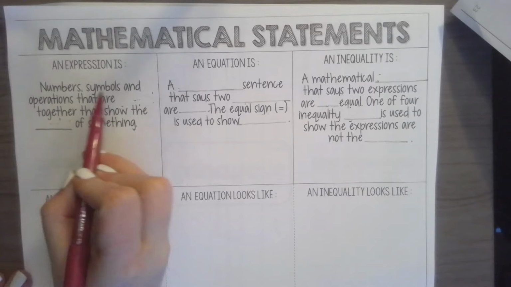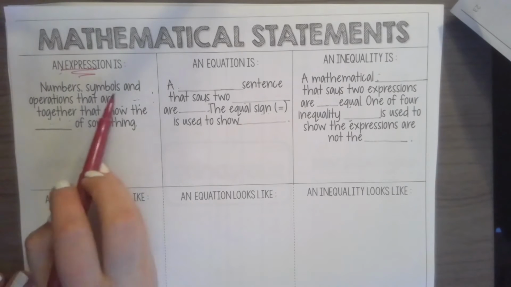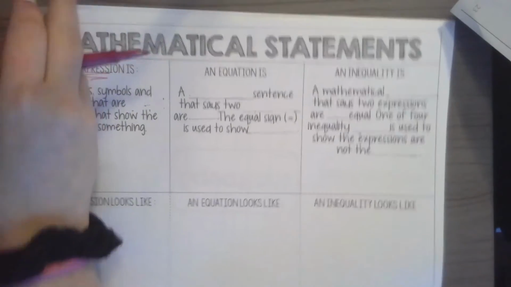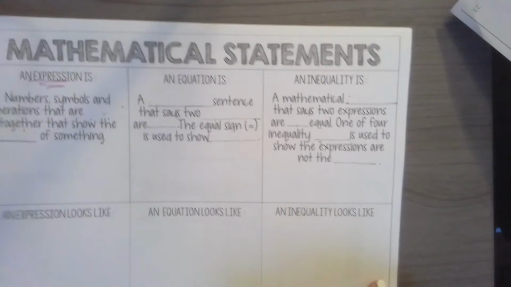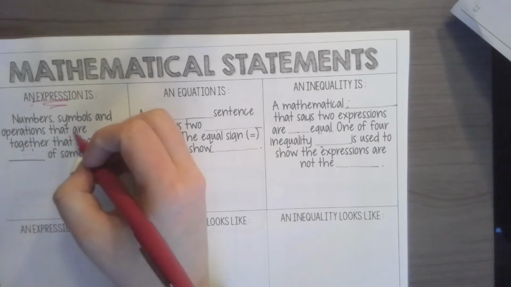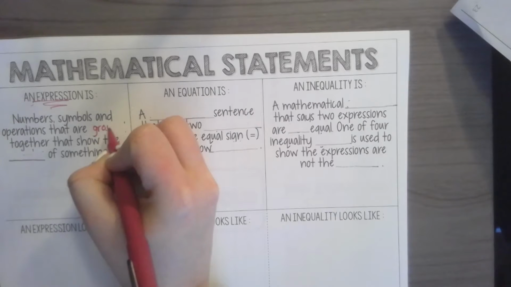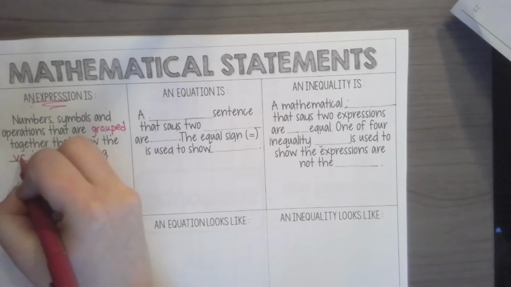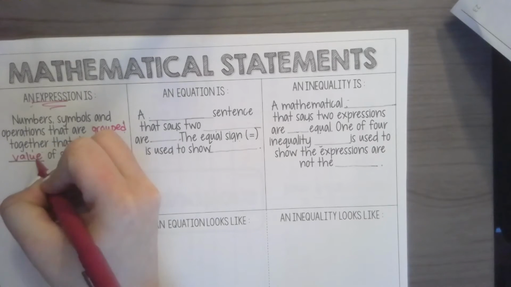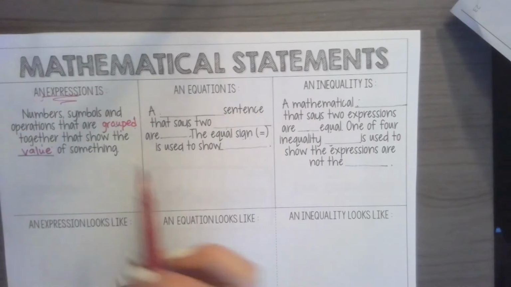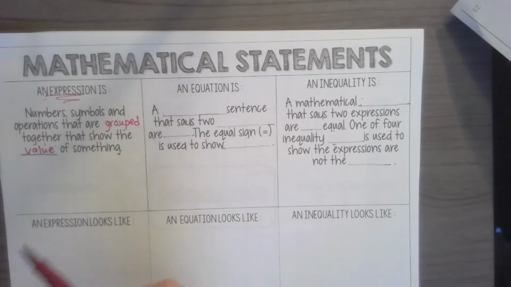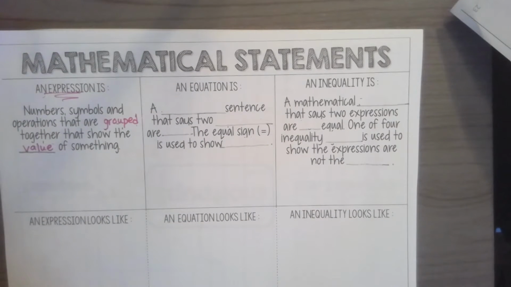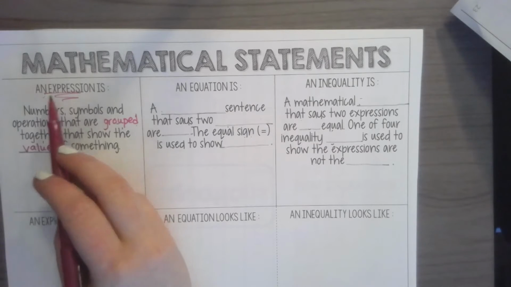Numbers, symbols, and operations that are what? Using the definitions we wrote here, what do you think might best go there? They're operations that are grouped together that show the value. That goes along with when we talked about the variables that can be in our equations, but we just want to show the value of something. But when we go to solve it, we're most likely heading over to an equation. So an expression, those are what they are.